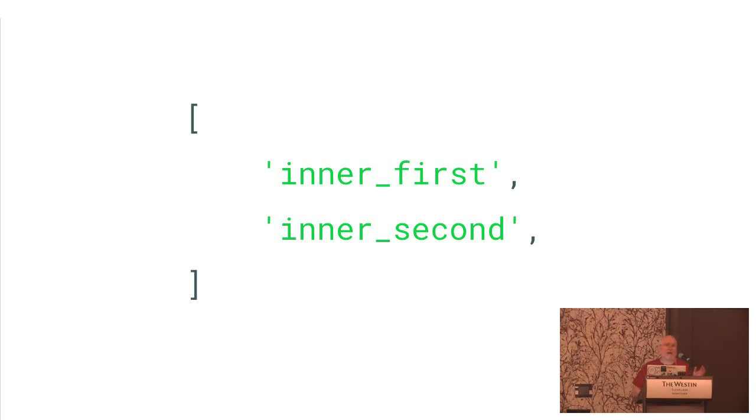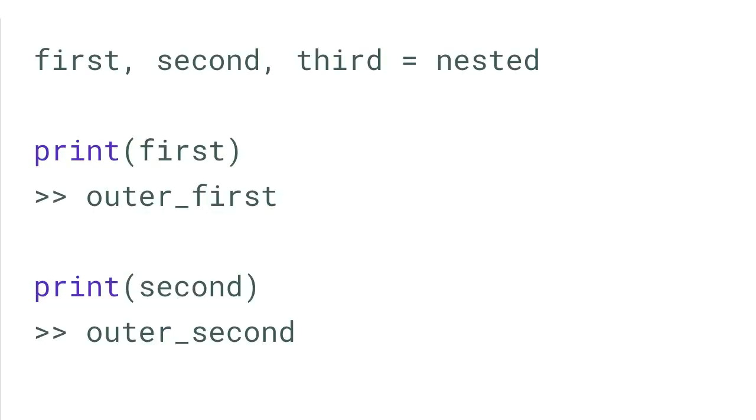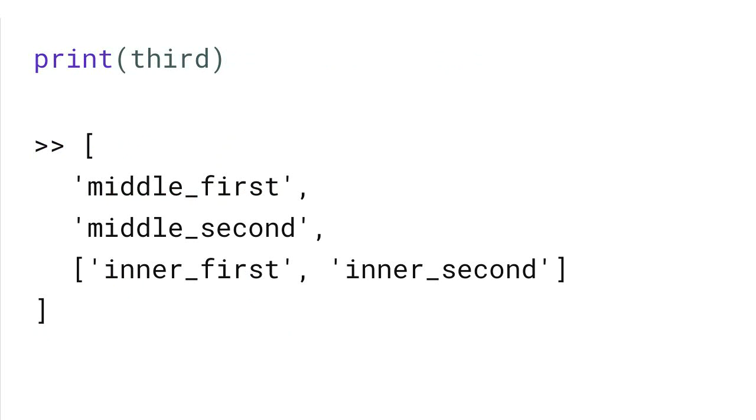So we'll start walking through unpacking this, right? With the nested list in mind that we just used, first, second, and third, do the assignment, and if we start to print what we've got back, the first is just our first string, the second is our second string, and that third thing is the middle and inner list, and all its parts and pieces.